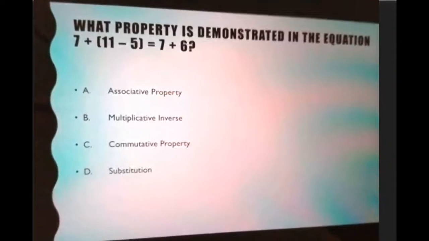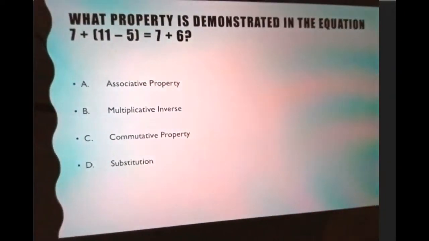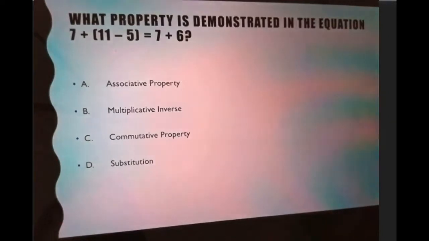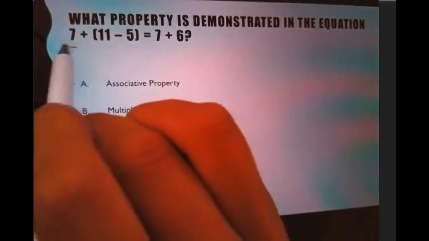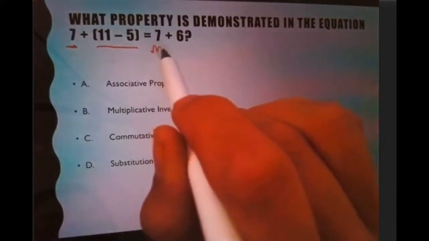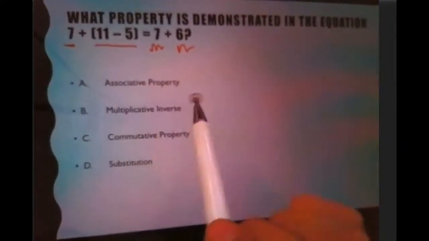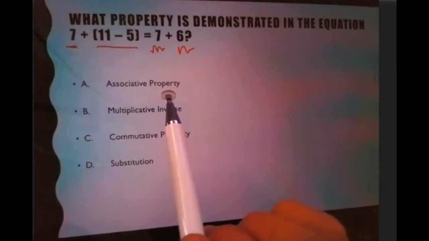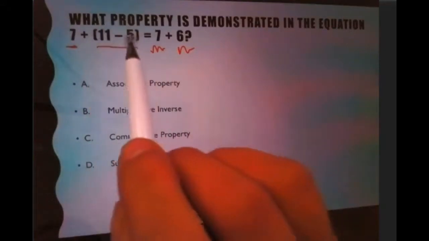Yeah, there we go. So it says, what property is being demonstrated in this equation? So we have 7, and then 11 minus 5, and then you get 7 and 6. So the associative property is the changing of grouping. Did my parentheses change?